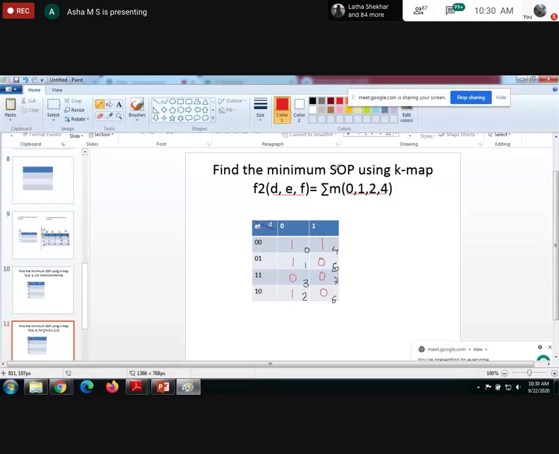Let me group, because they have asked for SOP, right? When they ask for SOP, we need to group the 1s. So see here, I have a 1 here and a 1 here. Look at the adjacent cells. Next to the right, I have a 1. Below also I have a 1. So you can group with this or with this. I will group with this.